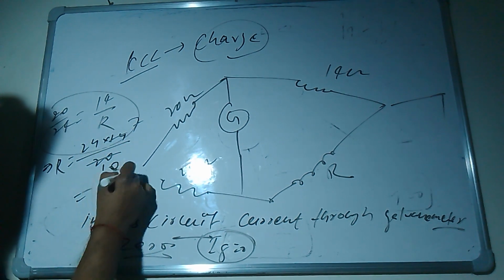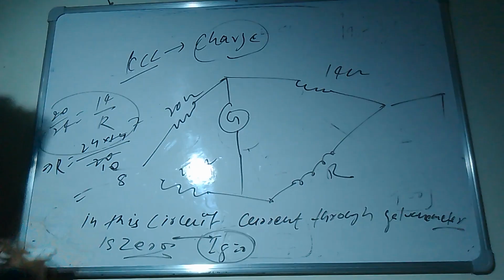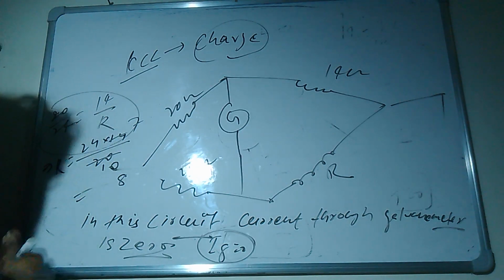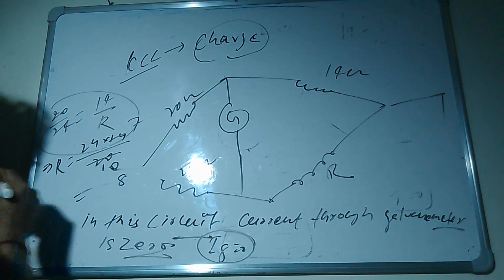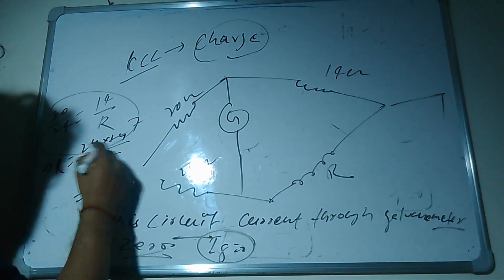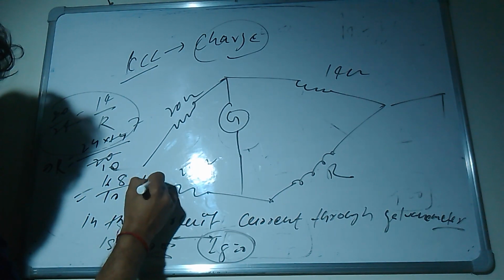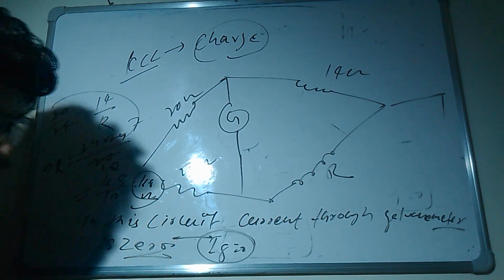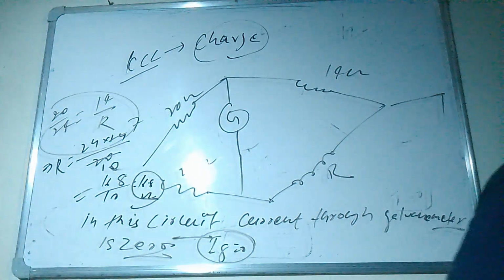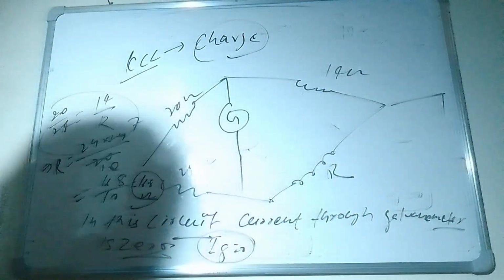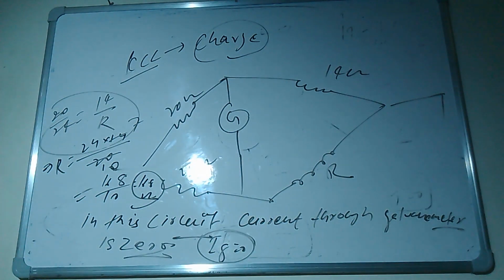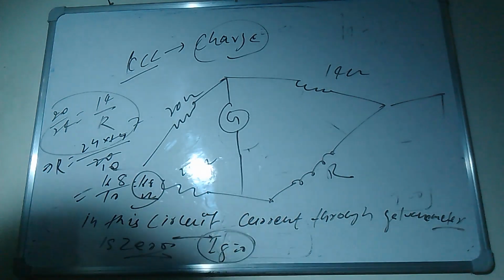If you solve it, 7 into 4 is 28, 7 into 2 is 14, plus 2 is 16, so 16.8. You can check the calculation; don't trust me. So the answer is 16.8 ohm. Now you understand how to deal with a balanced Wheatstone bridge.